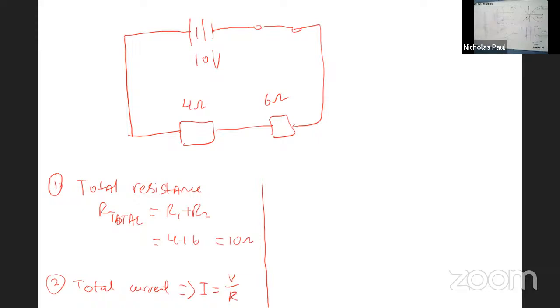Could I use Q over T? No, because I don't have Q and I don't have T, right? I wouldn't be able to use that. So I is equal to V over R. So V is how much? 10. R is 10. So the answer is 1 ampere. Notice when I'm working this out, I'm working in the SI units, right?